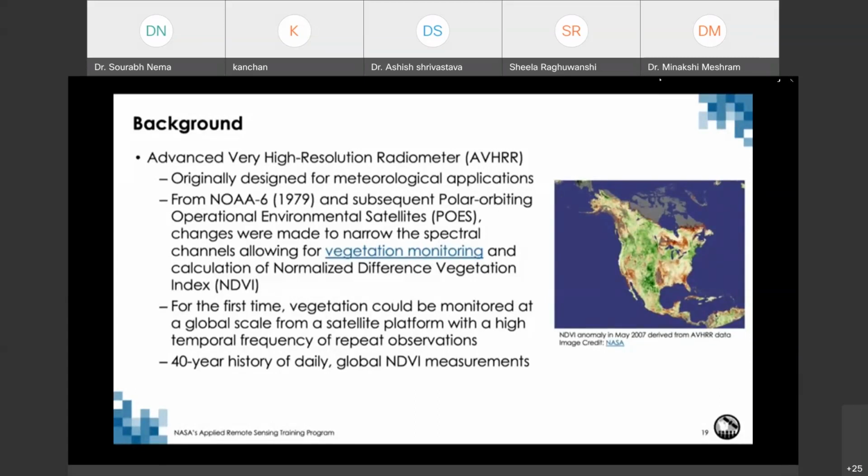A major advantage of daily global coverage is it minimizes the effects of cloud cover and other unfavorable atmospheric conditions. The 40-year history of AVHRR on subsequent NOAA missions provides a historical context for long-term monitoring and comparison of land surface conditions, from vegetation health to drought frequency and extent.